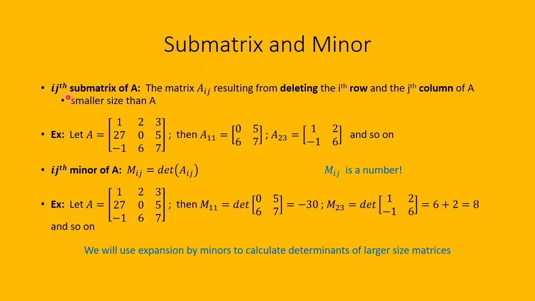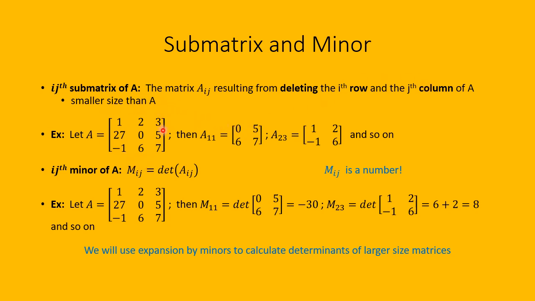So let's talk about the ijth submatrix of A. We're going to call that A sub ij, capital A sub ij. And we get A sub ij by deleting the ith row and the jth column of A. So if A is an n by n matrix, this submatrix is going to be n minus 1 by n minus 1. One less row, one less column, since you're deleting a row and you're deleting a column.